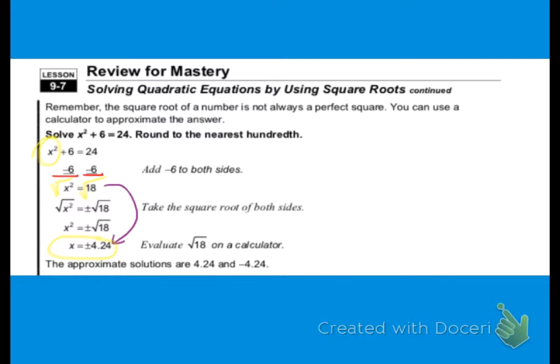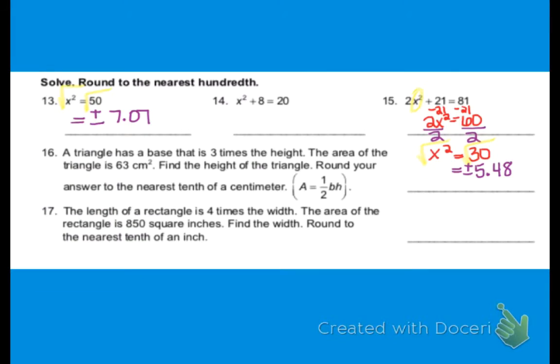So let's go ahead and look at a couple of those problems. Let's go ahead and look at number 15.